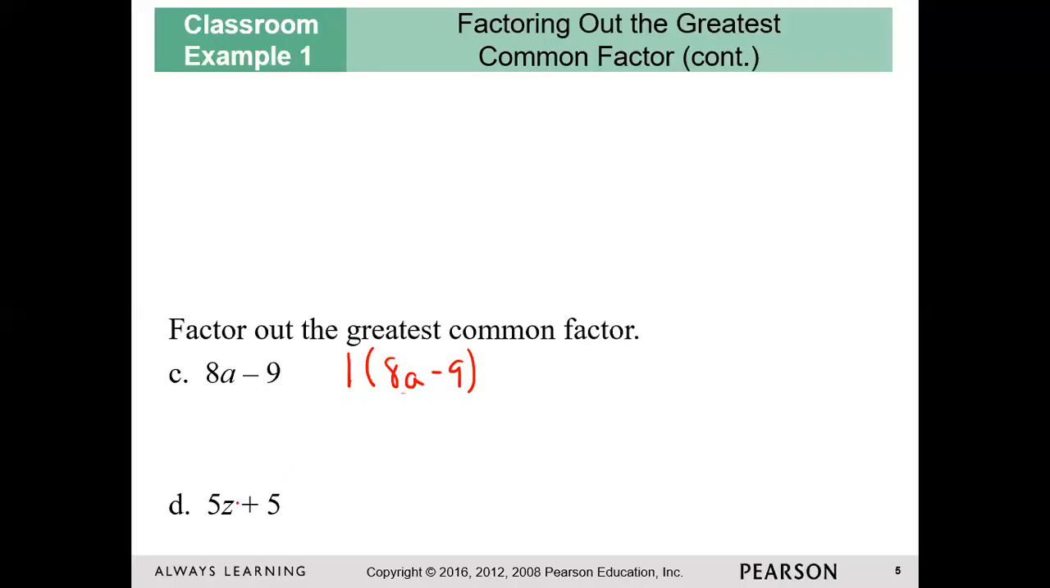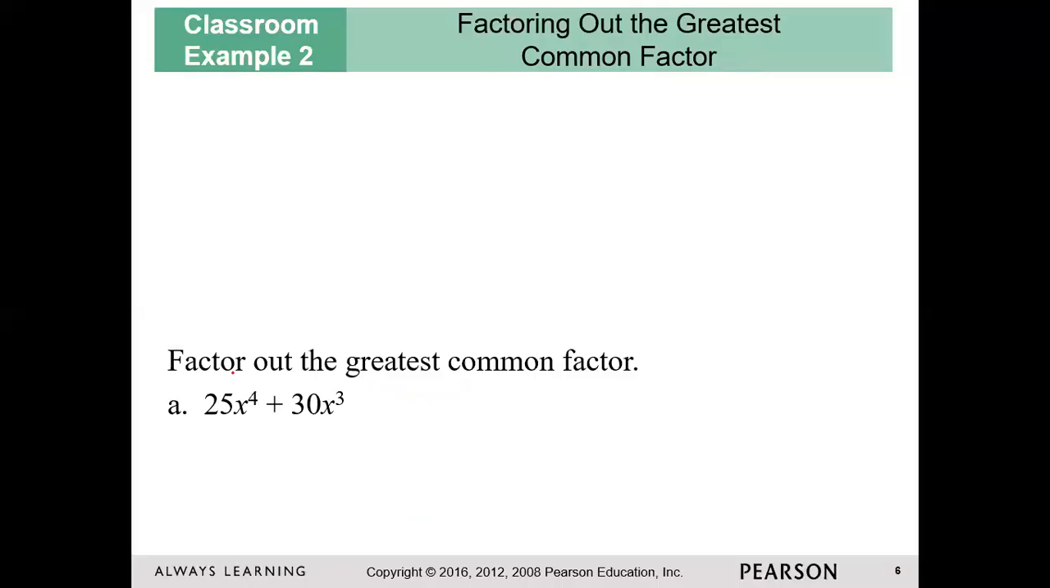All right, so let's take a look at this one. Again, this one's pretty simple. You've got 5z plus 5. The GCF is pretty clearly 5. And when you divide each of these by 5, you get a z left there plus 1, and you are done. Because again, if you distributed this back in, you would get right back to your 5z plus 5.